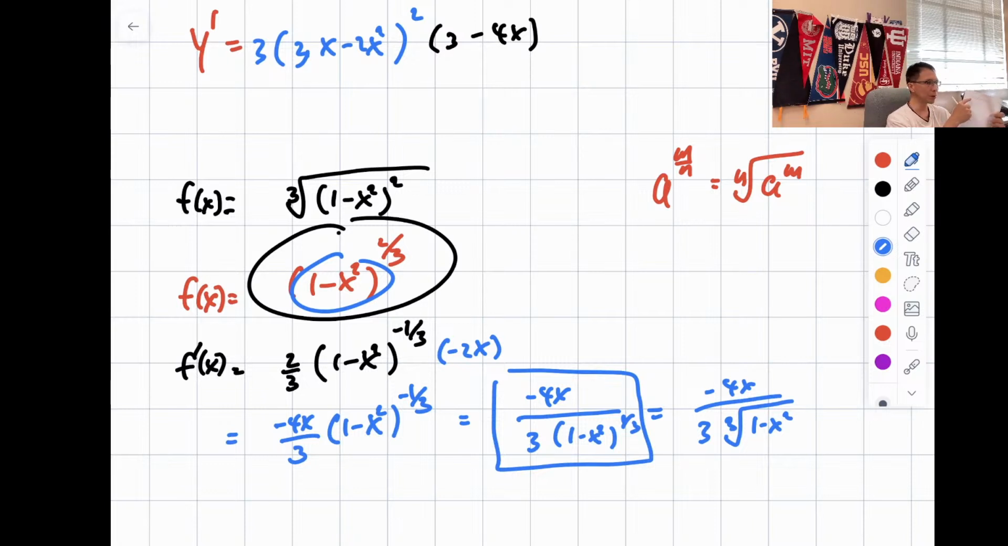There's no exponent rule that lets you move it down to the bottom if it's a positive exponent. You cannot switch. This only works if it's a negative exponent. So let's say it's 1 minus x squared to the negative 2/3, then you can switch like this. Okay.